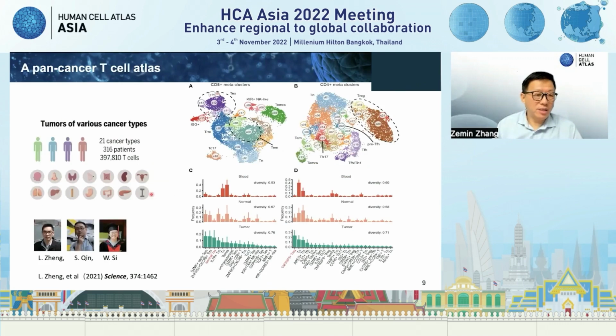How about T cells? Using a similar approach, we constructed a pan-cancer single T cell atlas by combining all possible published data sets, and we supplemented those with our newly generated single T cells. At the end, we collected data for 316 donors representing 21 major cancer types. After quality filtering, we obtained data for about 400,000 T cells.